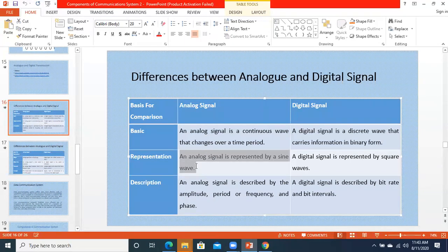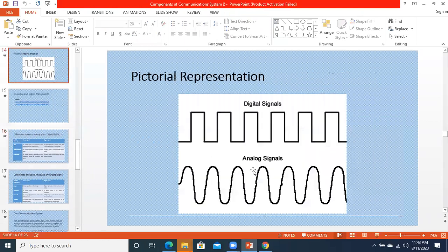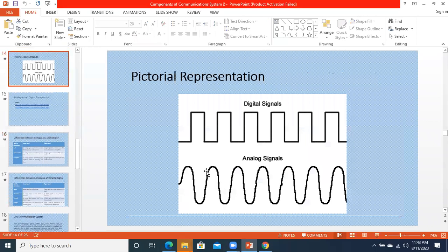The representation of an analog wave is the sine wave. A sine wave is a wave in the form of crests and troughs, as we have already seen in this picture. Crests and troughs are there. It is called a sine wave.